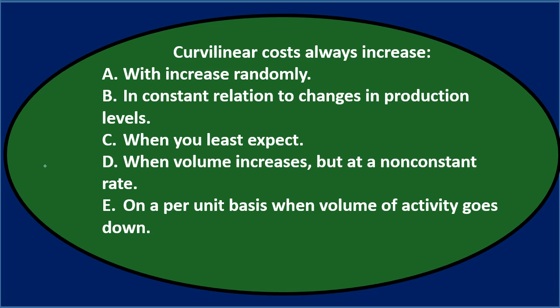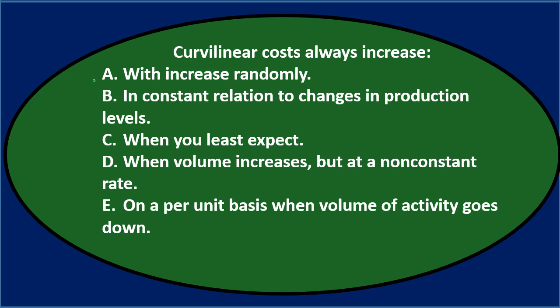Curvilinear costs always increase: A, with increase randomly; B, in constant relation to changes in production levels; C, when you least expect; D, when volume increases but at a non-constant rate; E, on a per unit basis when volume of activity goes down. Let's go through this again. Curvilinear costs always increase. Now, the curvilinear cost is a type of cost that's going to increase, but not at a constant rate typically. So if we go through this with that in mind, A, with increase randomly.